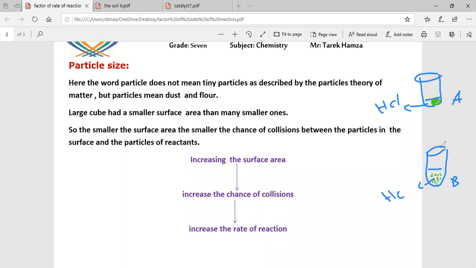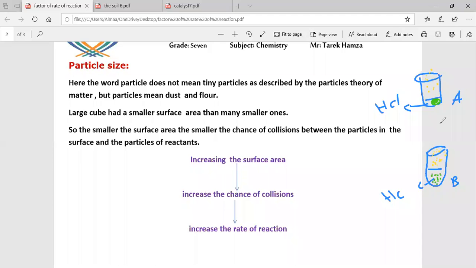Observation: the gas formed here is larger than the gas formed in A. Why? Because here there is much more surface area in test tube B, so there is an increase in the chance of collisions, so the rate of reaction increases.